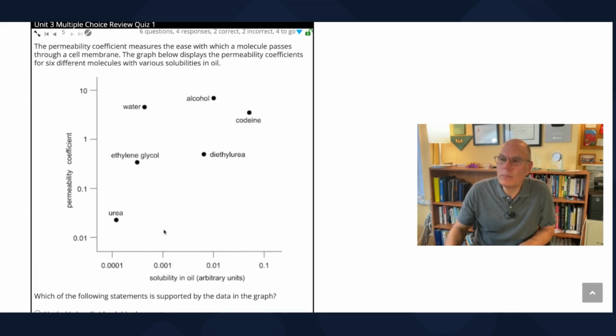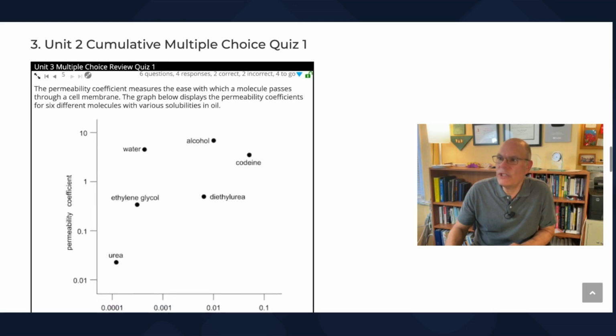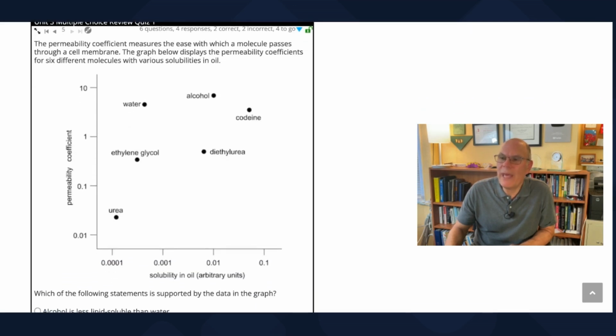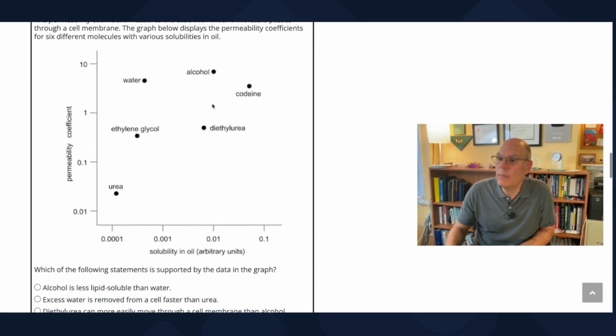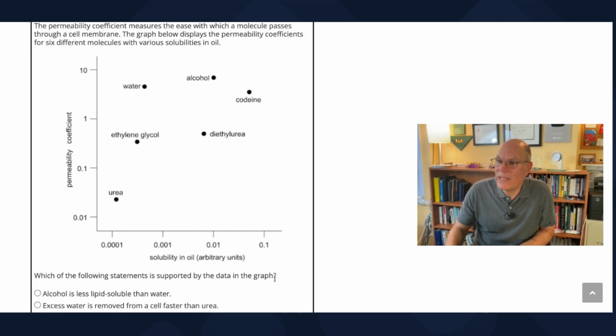Next question. The permeability coefficient measures the ease with which a molecule passes through a cell membrane. The graph below displays the permeability coefficients of 6 different molecules with various solubilities in oil. Which of the following statements is supported by the data in the graph? For those of you who are in the listening audience, the x-axis is showing solubility in oil in arbitrary units. The range is from 0.001 to 0.1, and the y-axis is showing the permeability coefficient, which goes from 0.01 up through 10.